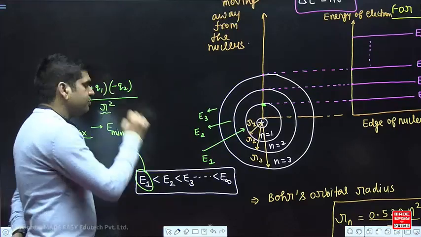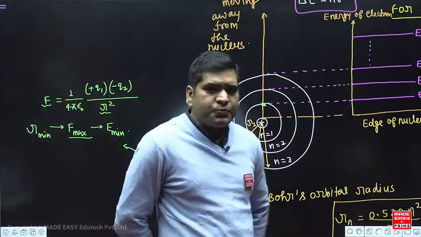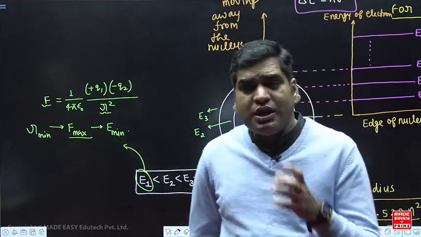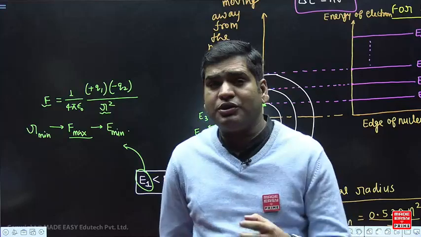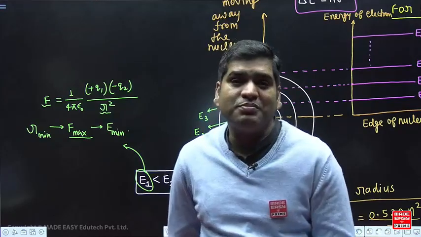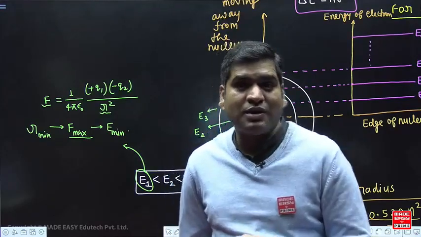energy of electron is minimum. So if an electron is very close to the nucleus, it is tightly bound by the nucleus, it is heavily attracted by the nucleus, and its energy is minimum. That we can conclude from this graph.